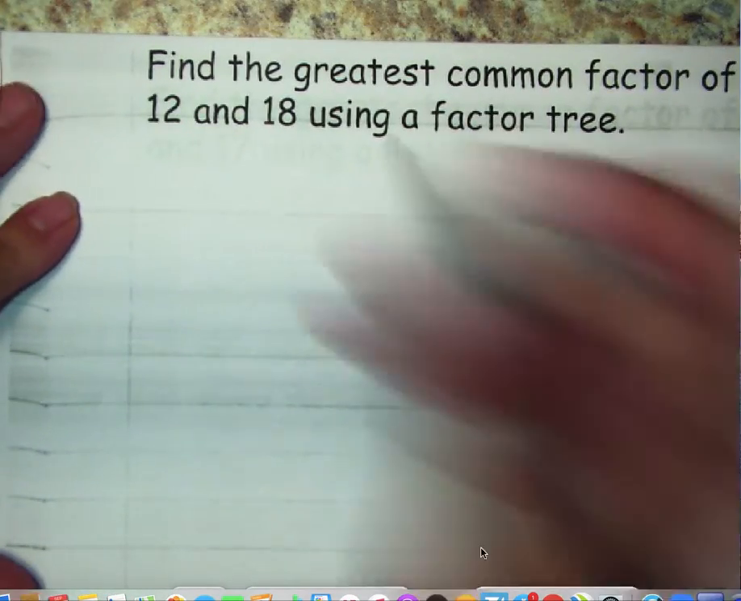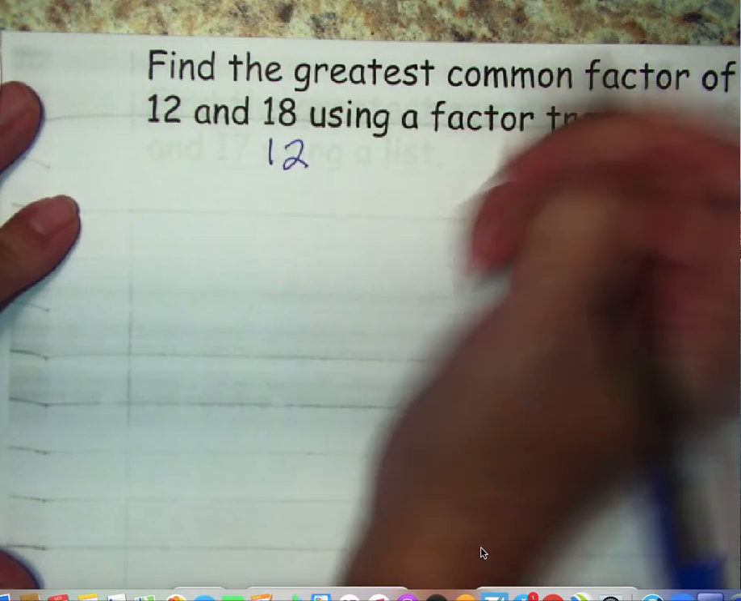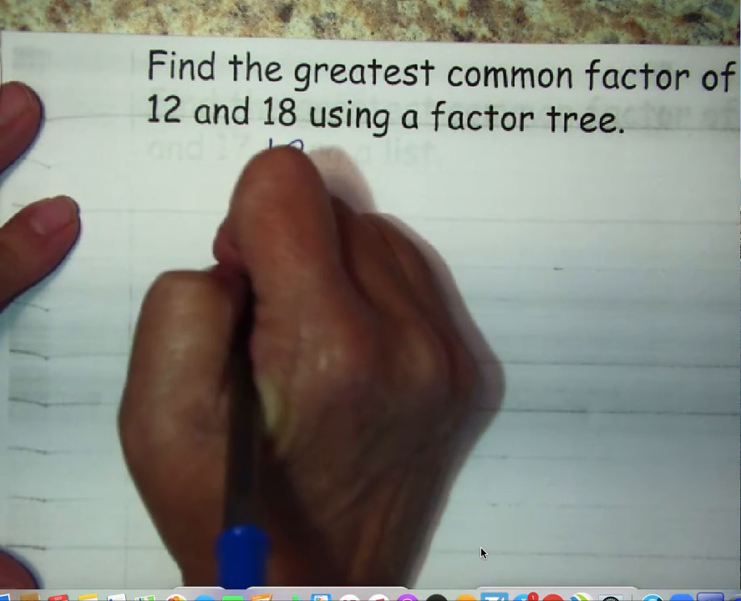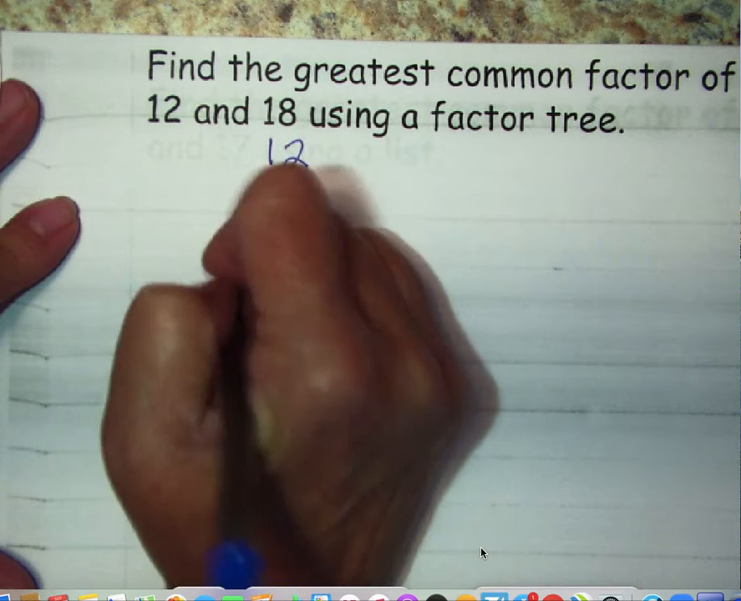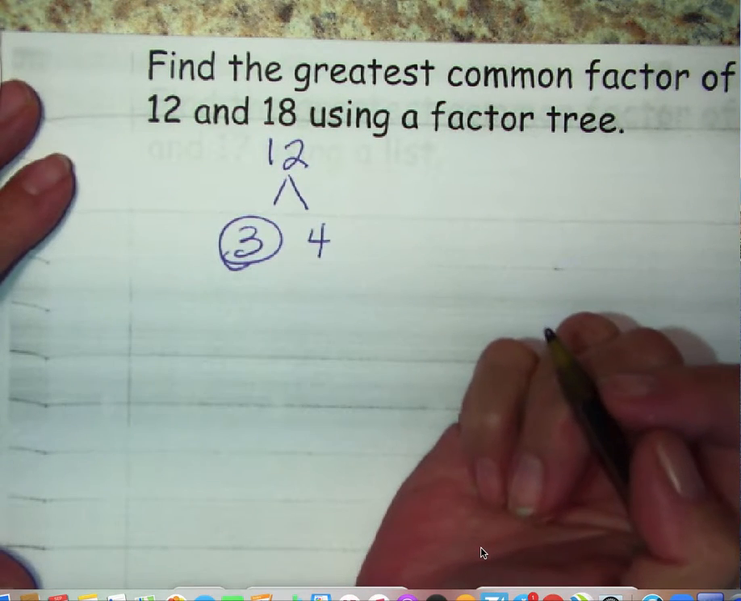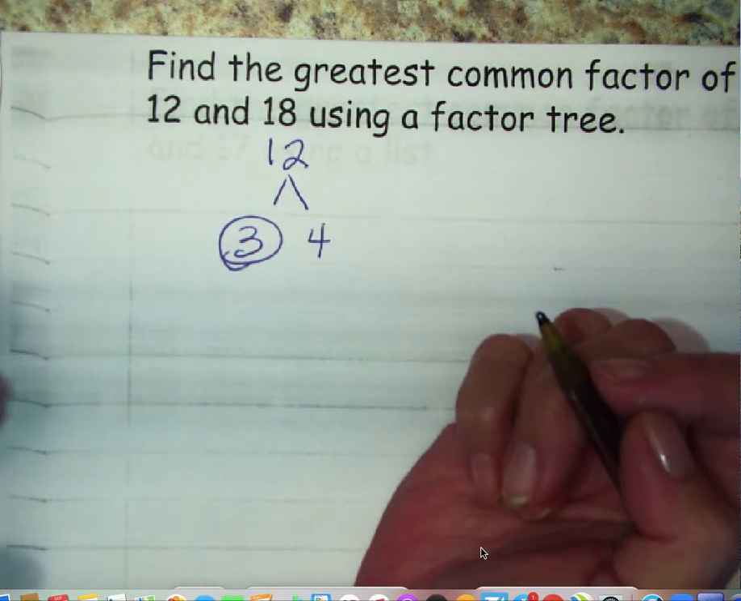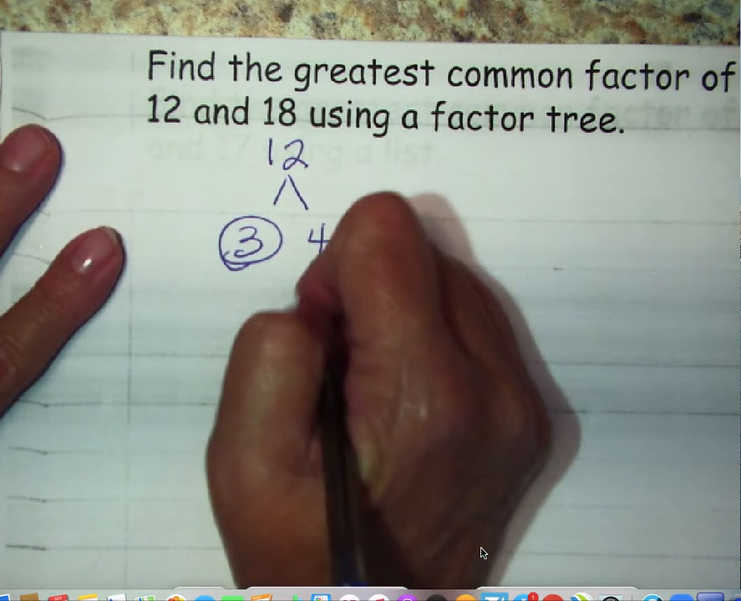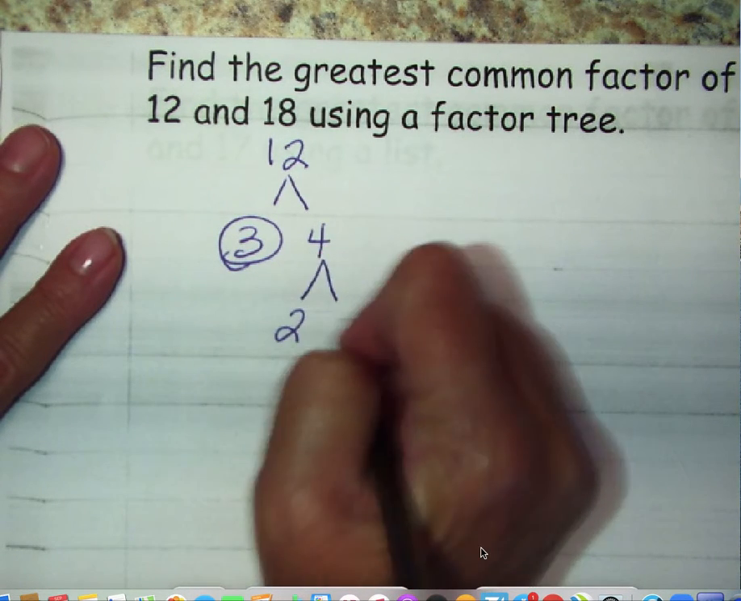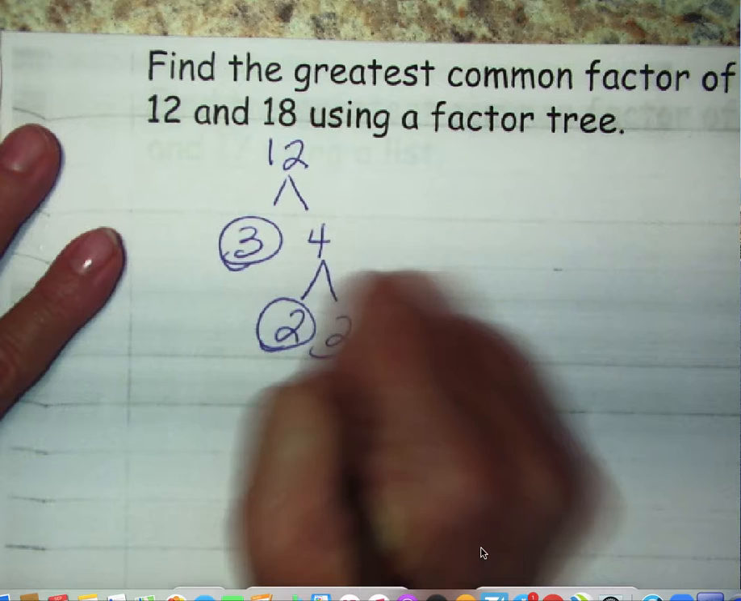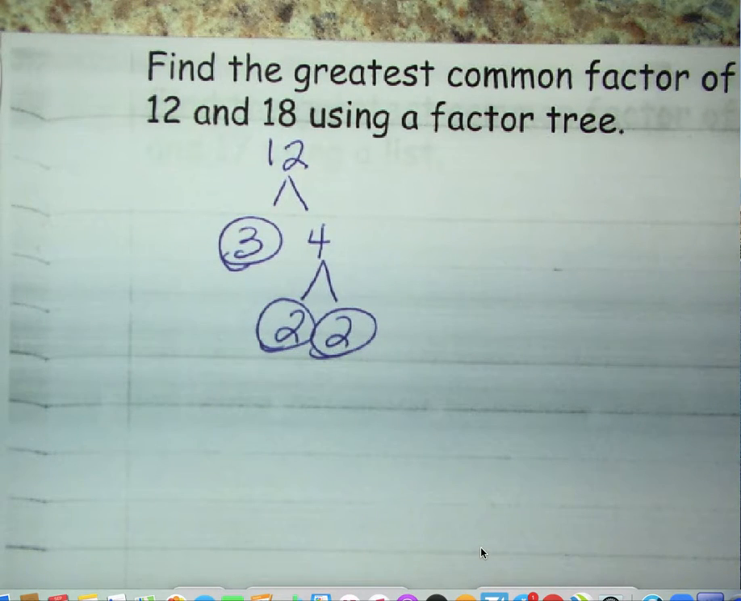All right, we'll use the list there. Let's look at 12 and 18 using a factor tree. And again, I'm just factoring till I can't factor anymore. Let's do 12 first. And I'm going to start with 3 and 4. I'm going to circle that 3. The only other way I can get 3 is 1 and 3. Then 4 is 2 and 2. And I'm going to circle both of those. That's all I can do with 12.